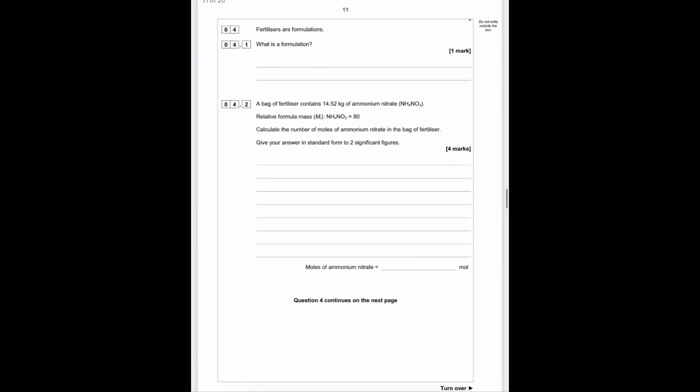In this next question, we're told that fertilizers are formulations. And the first part of the question is just recall. What is a formulation? So a formulation is just a mixture designed or formulated as a useful product.